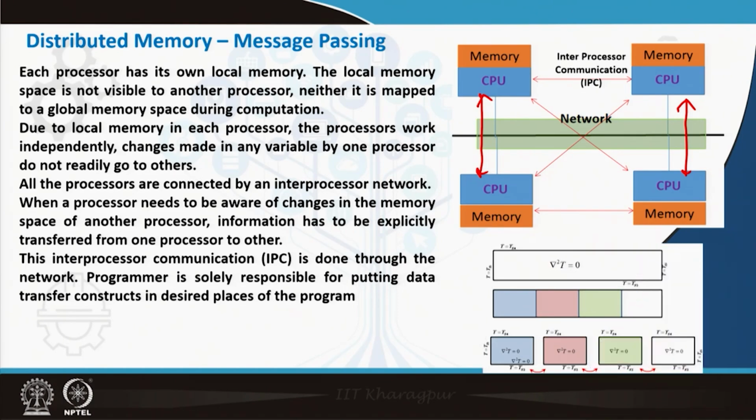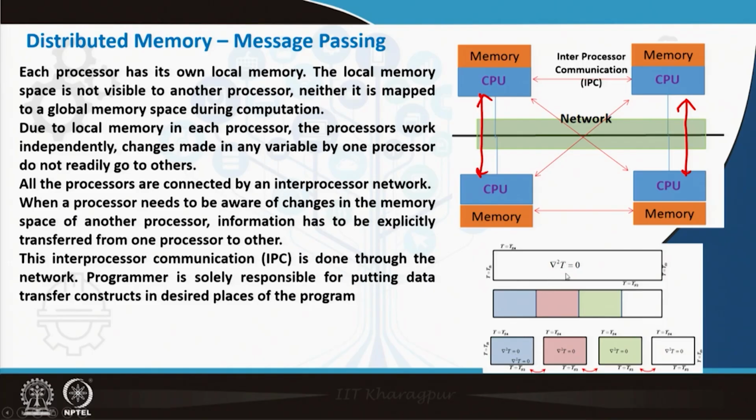We can give an example. We are solving a Laplace equation in a large domain, and it is broken into 4 subdomains. We will come back to this problem when we look into MPI programs. Each of these processors is solving the same equation on a smaller domain, on the subdomain. This is called a domain decomposition technique.